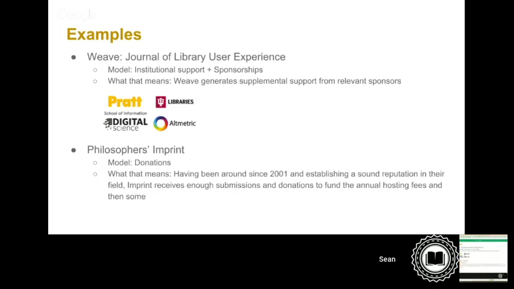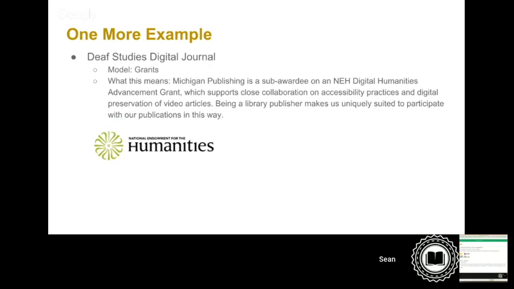Weave, Journal of Library User Experience, uses institutional support and a number of sponsorships. That basically means that they go out and generate this supplemental support from relevant institutions. Philosopher's Imprint funds their overhead costs almost completely with donations. And the way that this works for them is that, having been around since 2001 and really working hard to establish a sound reputation in their field, they receive enough submissions and donations to fund our hosting fees and then some. One more example on our end, Deaf Studies Digital Journal is completely funded at this point by grants.